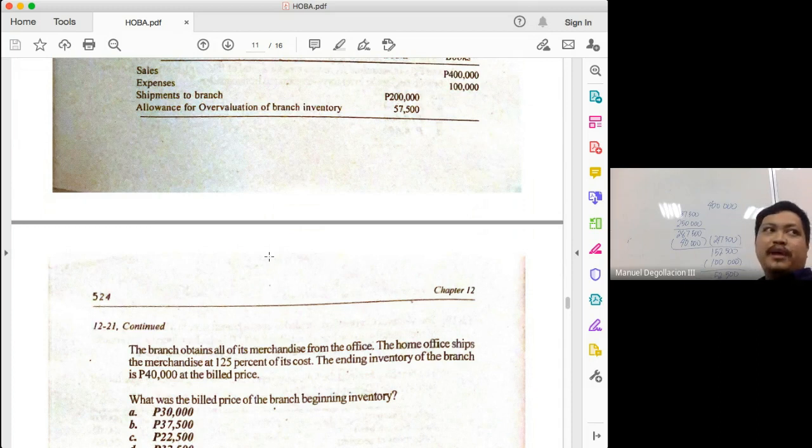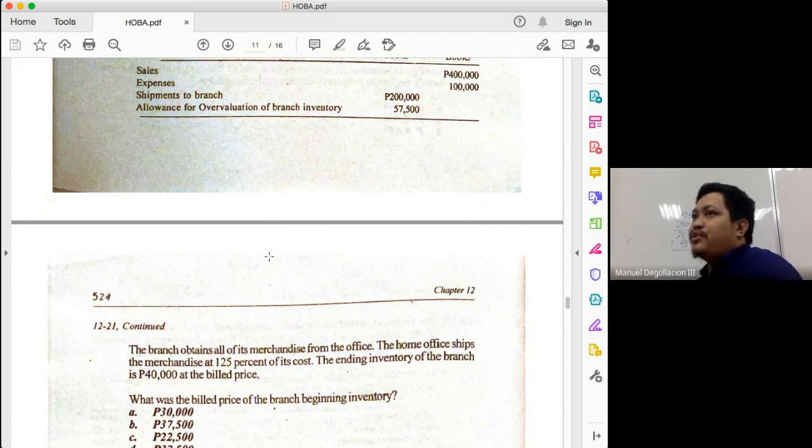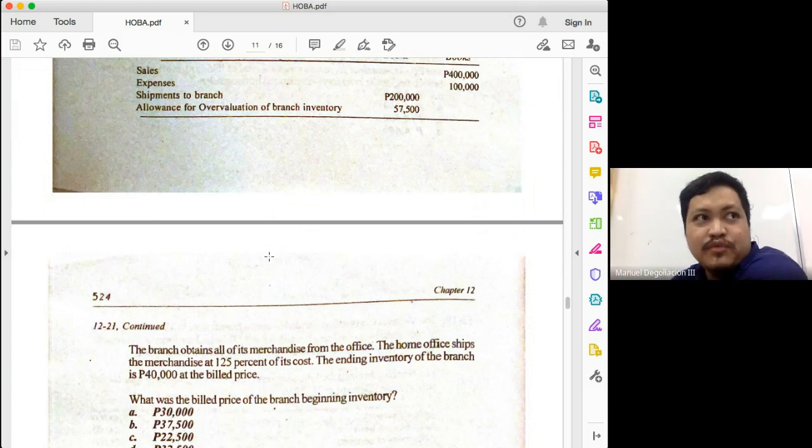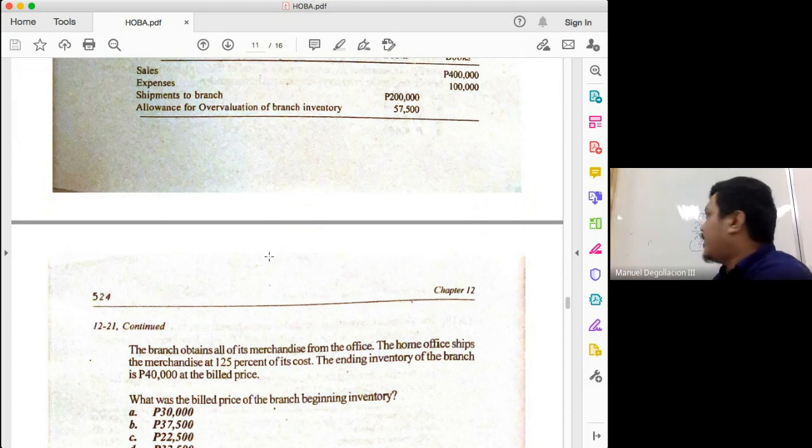If you already have the profit reported by the branch, what else do we need to arrive at the true branch profit? We need the markup on the branch cost of goods sold. And how do we arrive at the markup on the branch cost of goods sold? Start with the markup on the beginning inventory. We have solved this already earlier.